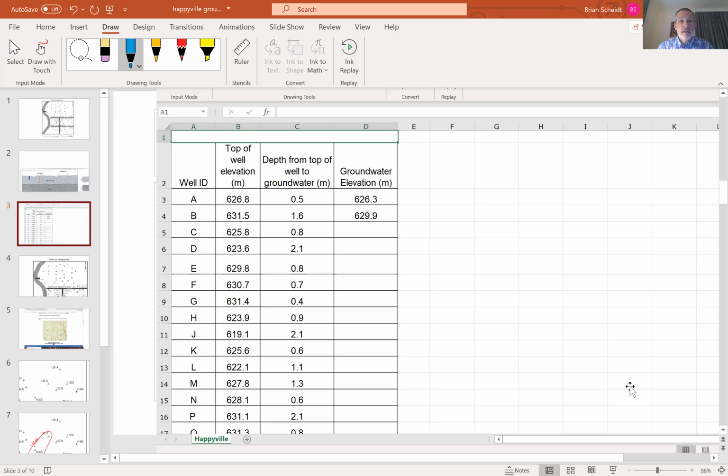I will attach this file if you'd like to use an Excel spreadsheet to make your work life a little bit easier, if you're familiar with doing that, or you can just use the printed page and do some subtraction. So what we're going to be doing here is mapping the elevation of the land and of the water surface.